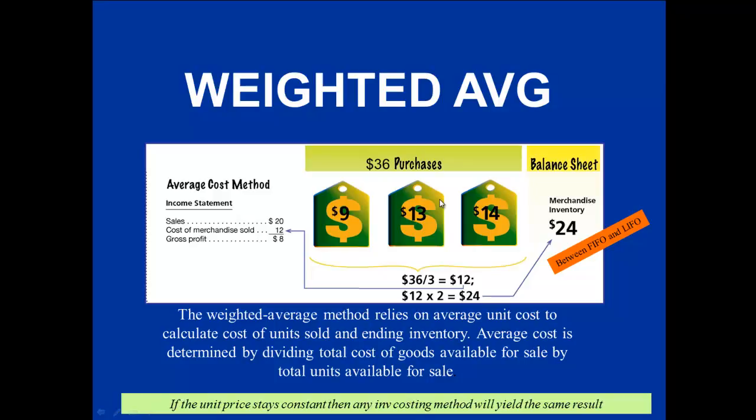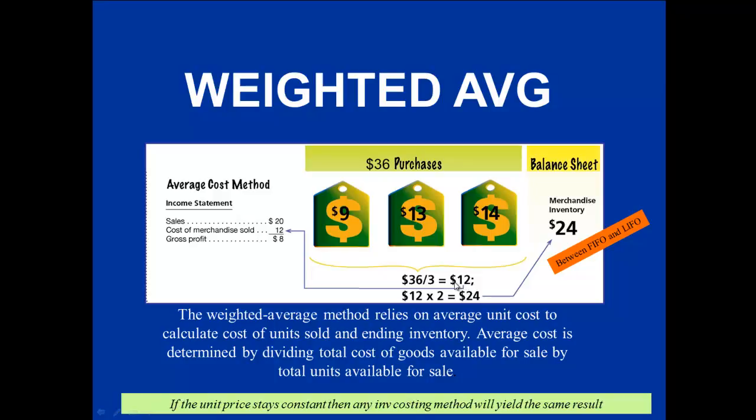Well, what if you were thinking, instead of just saying the first one that came in should be the first one that went out, or the last one that came in should be the first one that went out? What if you say, hey, it makes sense that we take an average of the three or however many items of inventory that we have, and we use that for our unit inventory cost? Well, in this case, if we added these three together, which we know is $36, and divided it by 3, that would give us $12 for a unit cost.